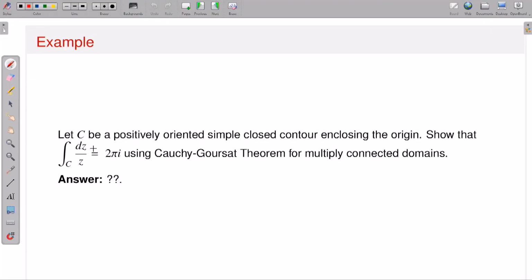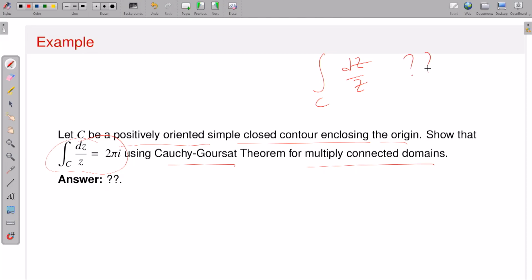The advantage is that if I want to calculate this kind of object, let C be a positively oriented simple closed contour enclosing the origin. Now show that this value is exactly equal to 2 pi using the Cauchy-Goursat theorem for multiply connected domains. How will you do that? So I want to calculate the integration over C of dz by z.